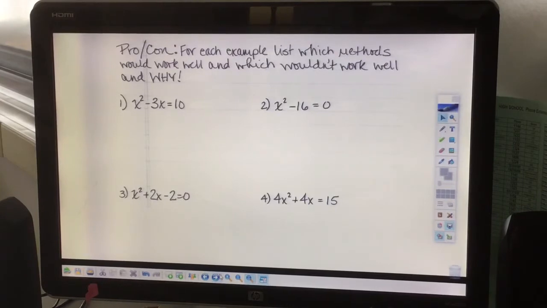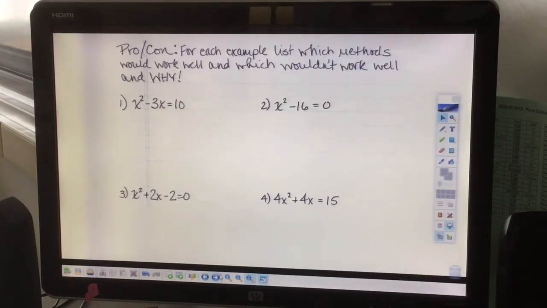So they would continue and do that for each one, and then we would come together as a group and talk about, okay, what are the pro algorithms for number 1, why would they work well, which ones wouldn't work well, and do the same for 2, 3, and 4. Hopefully we get all of the groups participating and understanding what key characteristics would help for which algorithm.